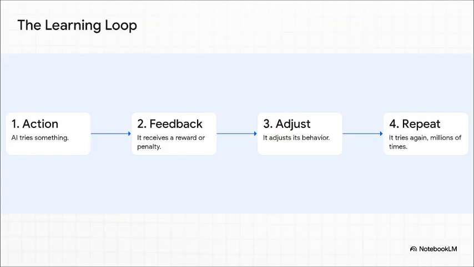This learning loop is beautifully simple. The AI tries an action. It gets feedback, a reward if that was a good action, a penalty if it was a bad one. Based on that feedback, it adjusts its strategy and tries again. Now imagine this loop running not just once or twice, but millions or even billions of times per second. That is how an AI can achieve mastery.